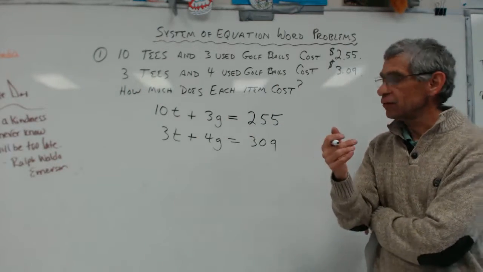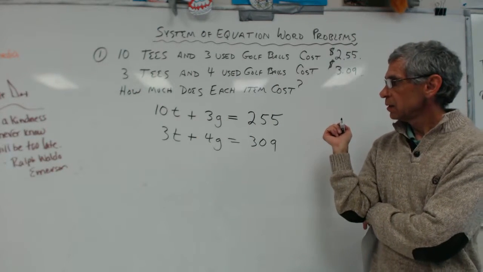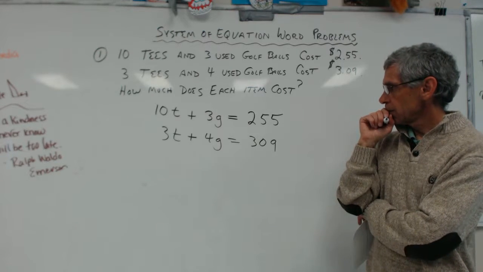Elimination. Totally. Then you have to multiply the top one by 4 and the bottom one by 3, and then you get the total.